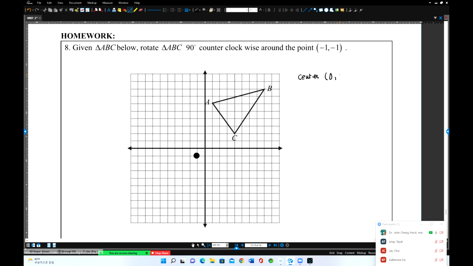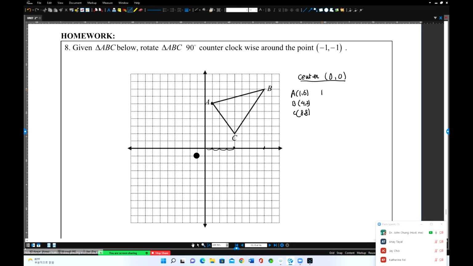Center 0 and 0. What is the coordinate? This one? 1 and 6, right? A equals 1 and 6. B equals 1, 2, 3, 4 and 2. C equals 8 and 8. This is center 0 and 0.